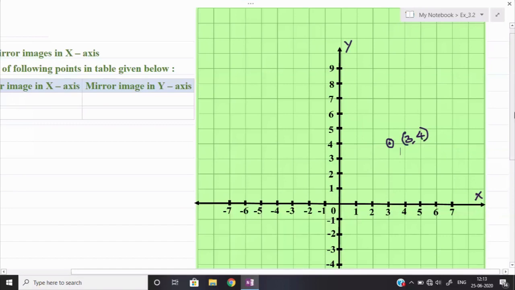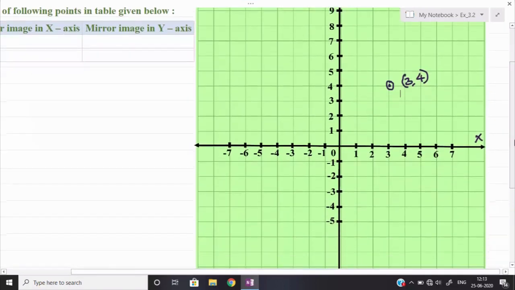Let us see how we can find out. First of all, if I go vertically downward from the point 3, 4, I will cross the x-axis, and if I go horizontally to the left side, I will cross the y-axis. So if you go in a particular direction, vertically or horizontally, whichever axis you cross, you will form the image in that particular axis only.